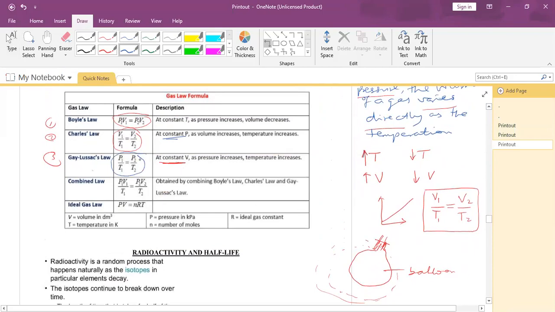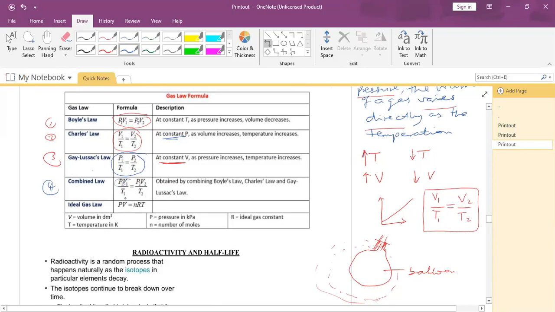Now, from all these three laws, we have the other law called the combined law. If you know the first three laws, that's good. Then this one you can just work out. So the combined law is a combination of all the three laws here. Okay. So you see the PV, and there's an inverse relationship between the two. So it means the multiplication of the two, pressure and volume, is a constant.